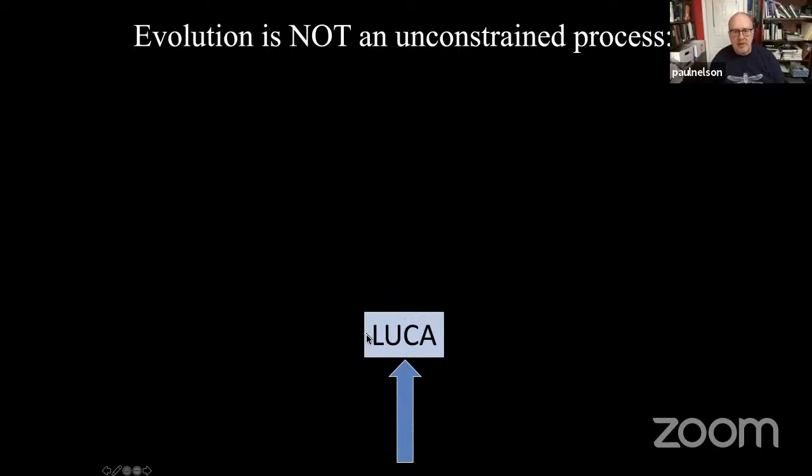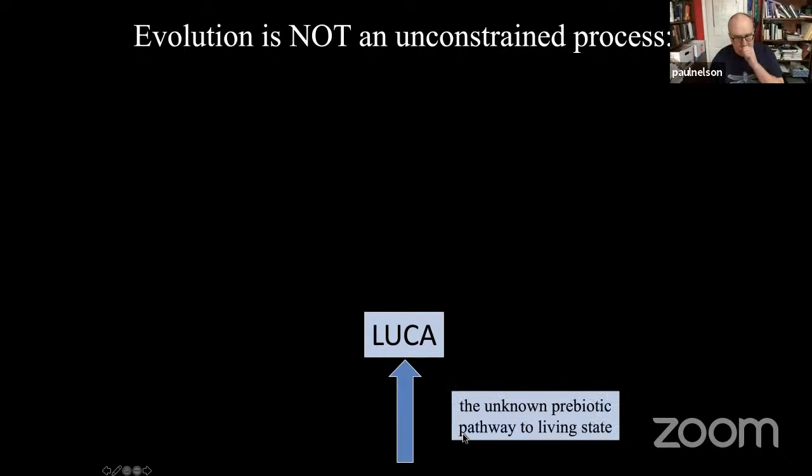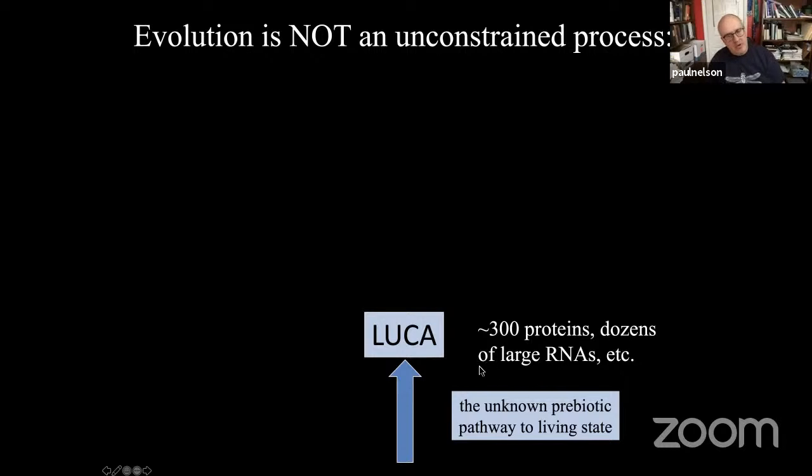So here's LUCA, last universal common ancestor, that arises by some unknown abiotic pathway to the living state. And we can reasonably infer that LUCA would have had a fairly large genome, probably on the order of about 300 proteins, dozens of large RNAs, and so forth. I won't go into any detail about this today, but there's a strong case to be made that if LUCA was anything like the cells we see today, it would have had a fairly significant armamentarium of different proteins and RNAs for its basic functions.